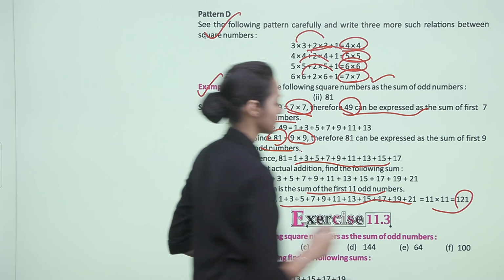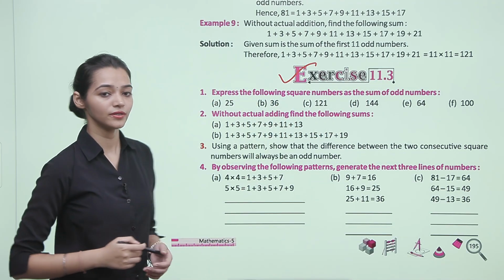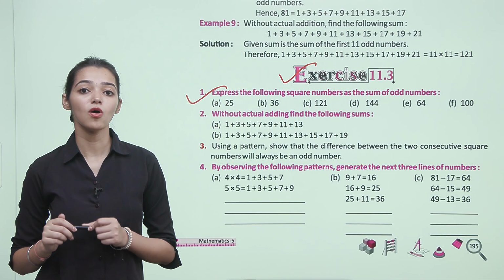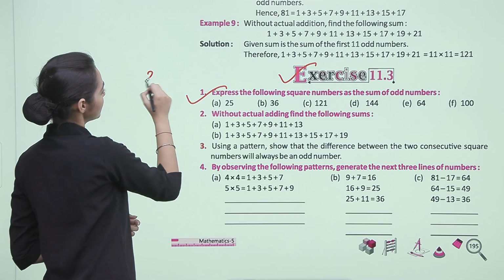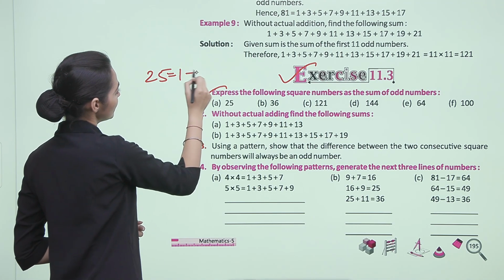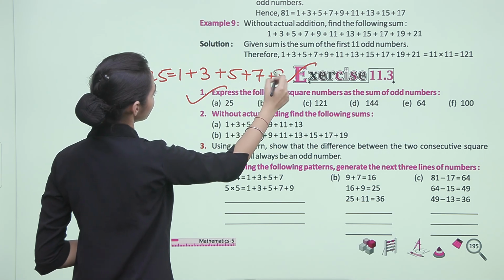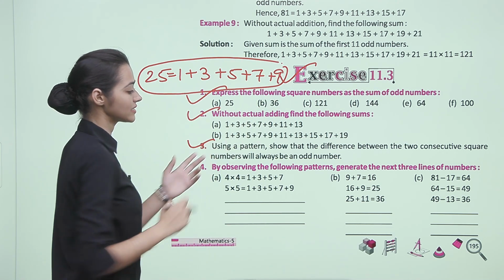Now let's start with exercise 11.3. In the first part, we have to express the following square numbers as the sum of odd numbers. So 25 can be written as 1 plus 3 plus 5 plus 7 plus 9. That's how you have to solve the second and third part.